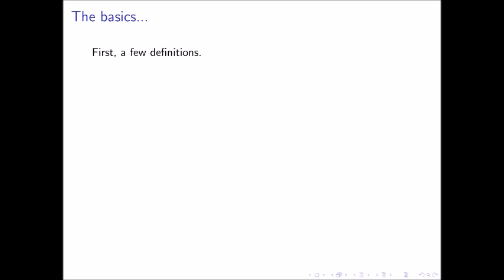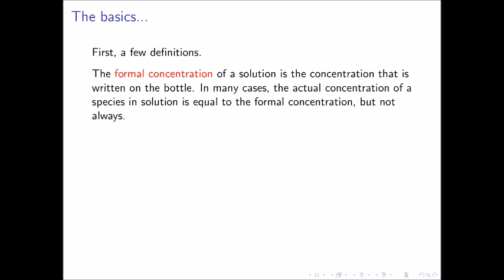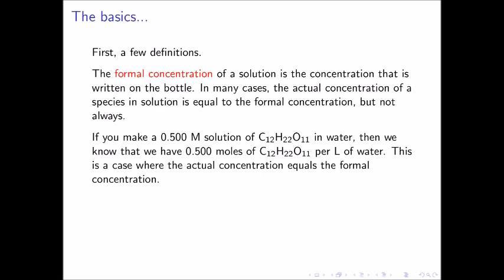Before we begin, we need a few definitions. When we talk about the formal concentration of a solution, this is the concentration that is written on the bottle. In many cases, the actual concentration of a species in solution is equal to the formal concentration, but not always. If you were to make a 0.500 molar solution of sucrose, table sugar, in water, then we know that we have 0.500 moles of sucrose per liter of water. This is a case where the actual concentration equals the formal concentration.